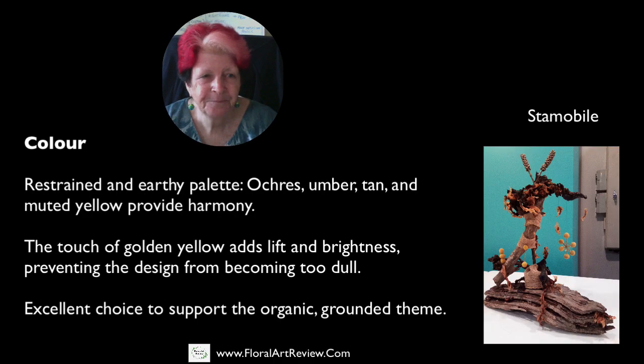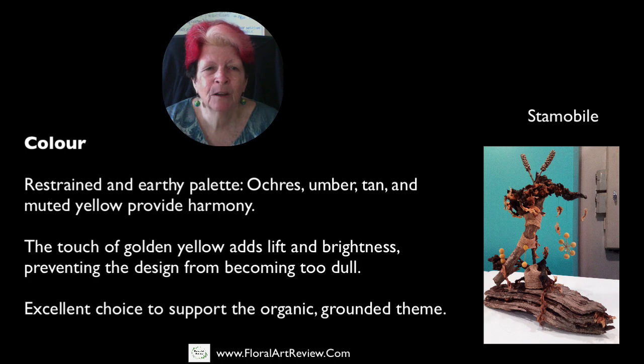Colour. Restrained and earthy palette, ochres, umber, tan, and muted yellow provide harmony. The touch of golden yellow adds lift and brightness, preventing the design from becoming too dull. Excellent choice to support the organic, grounded theme. So what it's saying is that there's harmony in the colour there, and that helps with the design because there's not anything that's jarring or looks out of place or competes for attention away from the rest of it.